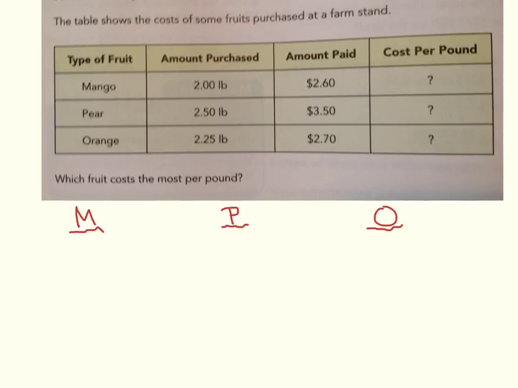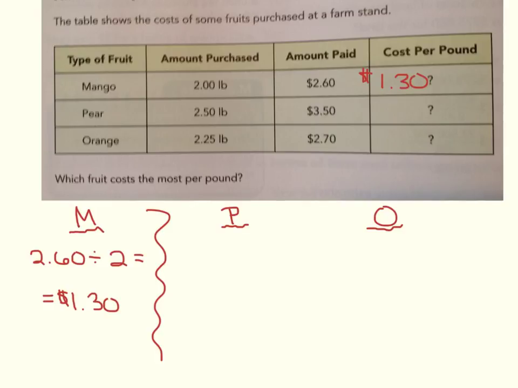Okay, let's go over the problem. So we'll start with the mangoes. It says that the amount purchased was 2 pounds and the amount paid was $2.60, and they want to find out how much it costs per pound. So you want to take the total amount paid, which is $2.60, and divide it by the total amount purchased, which was 2 pounds. So $2.60 divided by 2 equals $1.30. So fill in our chart.